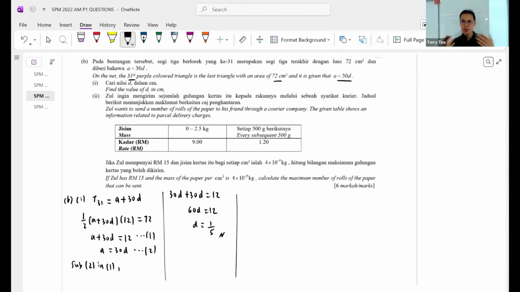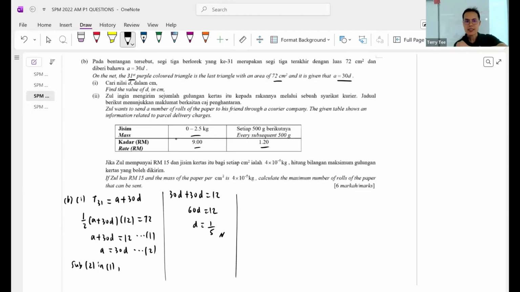Now, next one is not so much progression. It's more like simple mathematics. But it's not so simple because you have to read and understand the situation here. Zul wants to send number of rolls of paper to his friends through a courier company. The given table shows the information related to the parcel delivery charges. All right. So for the first 0 to 2.5 kg, you pay 9 ringgit. Every subsequent 500 gram, you pay 1.2 ringgit.